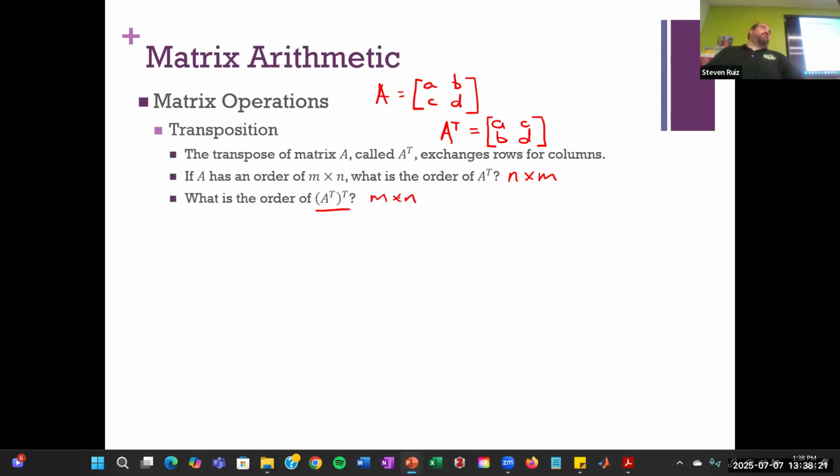Yeah, so if this is A and this is A transpose, what is A transpose transpose? In general, that's always true. So transposition is this reversible situation. The transpose of a transpose is always whatever matrix you started with.